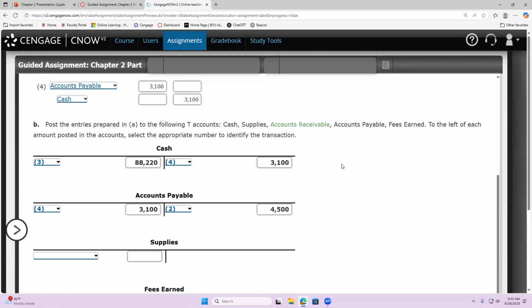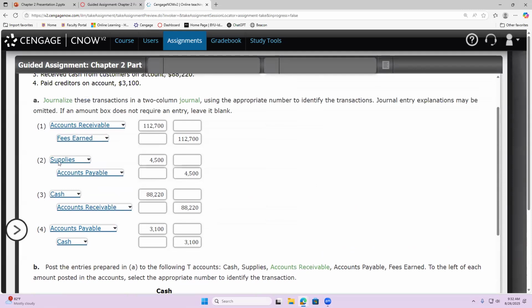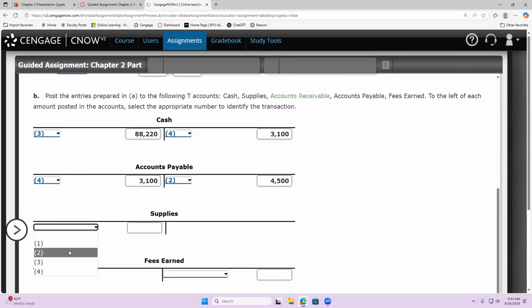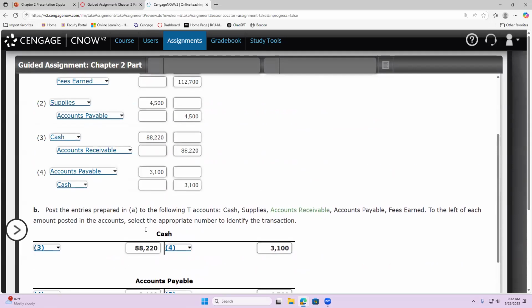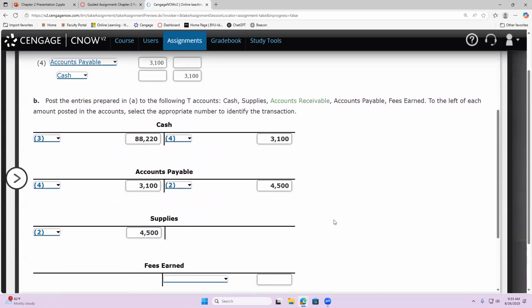Okay. So this shows that during that period, we increased the amount we owed by 4,500 and decreased the amount we owed by 3,100, leaving us still owing 1,400. Okay. Supplies, looks like transaction 2 is the only one that impacted supplies. So I'm going to say transaction 2, 4,500. So this tells us that our new supplies balance is a debit balance of 4,500. Since supplies is an asset, that means we have $4,500 in supplies now.